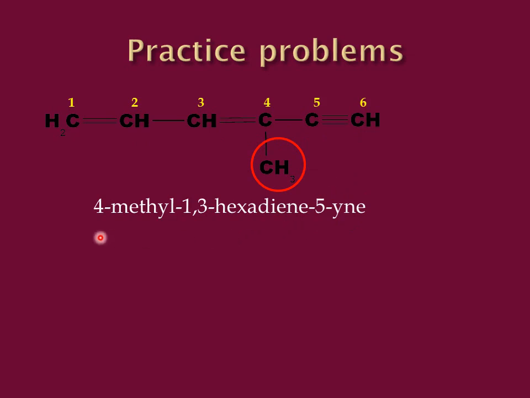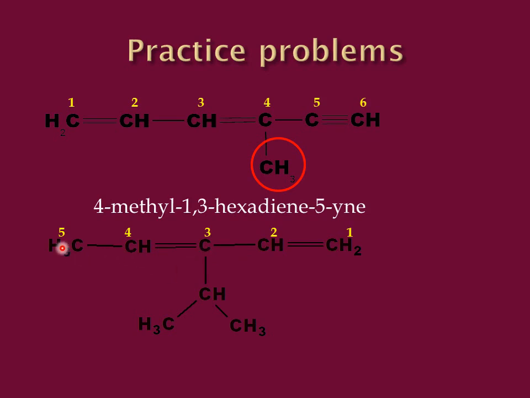Look at the next example. Let us start with selecting the longest chain. This is my long chain. Why? Because it is going to give a lower number to the double bond over here. This is 1, 2, 3, 4 and 5. A substituent is present over here, which is an isopropyl group.